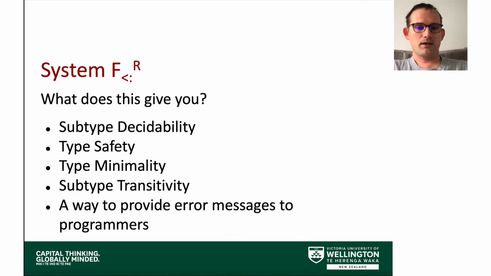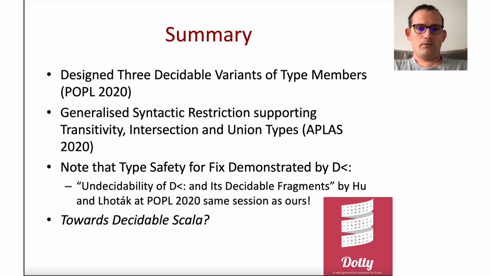You get subtype transitivity and the ability to tell the programmer when something goes wrong, and yet we hope that our restricted version covers all of the common programming paradigms. And while we still haven't done the actual study, which is an obvious next step on Scala code, we think the normal code that people write with type members will be within our restrictions. So there you go. There are the 3 decidable variants for type member usage that we've designed, and a generalized syntactic restriction idea expressed later on as a result of that work.